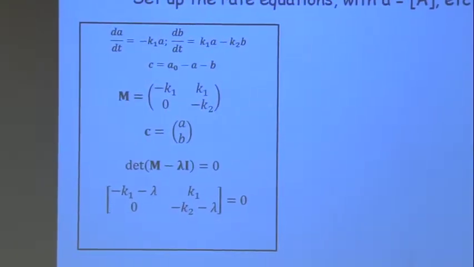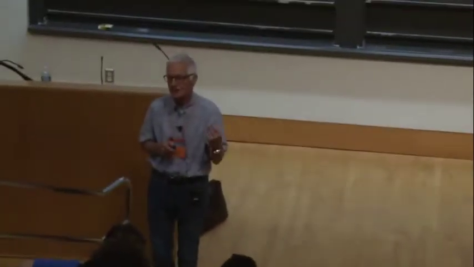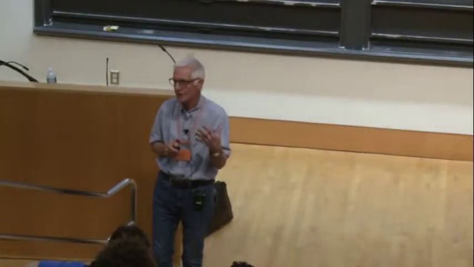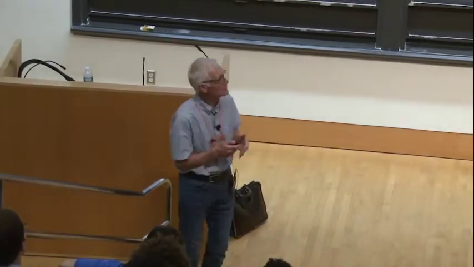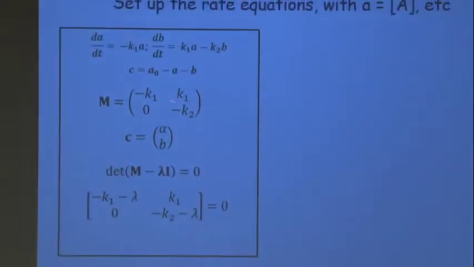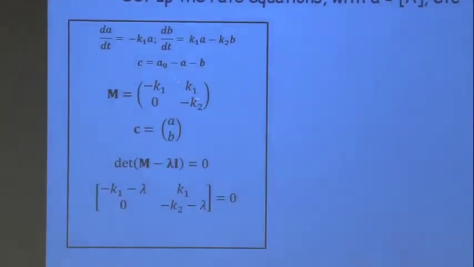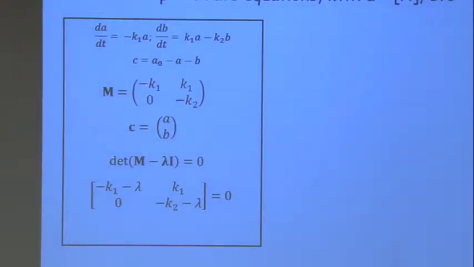And that makes life easy because then we can reduce this to an M matrix, which is a 2 by 2. So always try and reduce the problems to a 2 by 2 matrix. So M takes this form. We've got these diagonal elements, minus k1, minus k2, which are the removal terms. We've got this term here, which is the production of B from A. And C, this concentration vector, sorry, not to be confused with that c, is the concentrations of a and b.